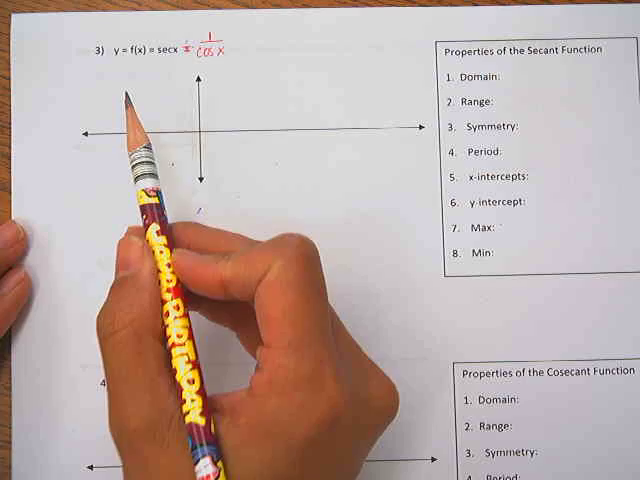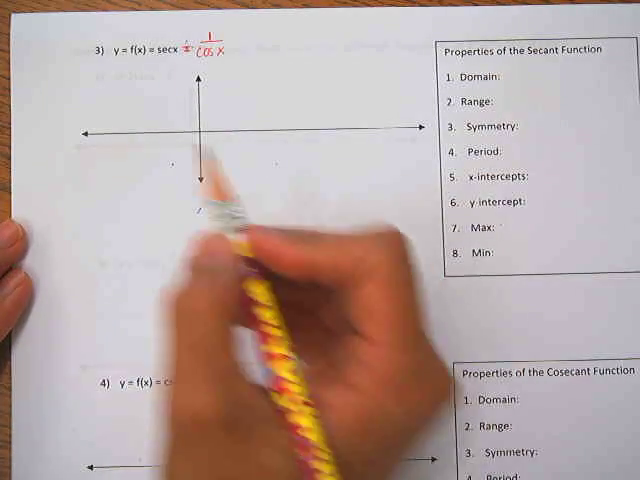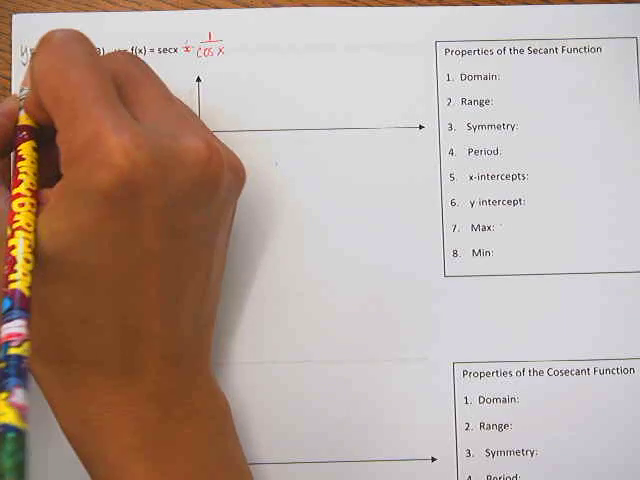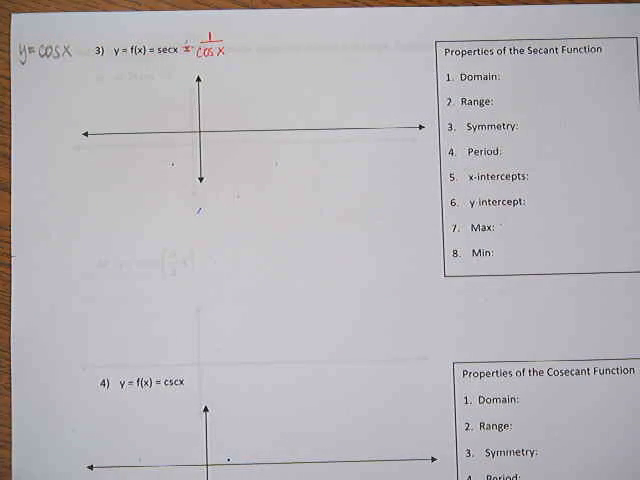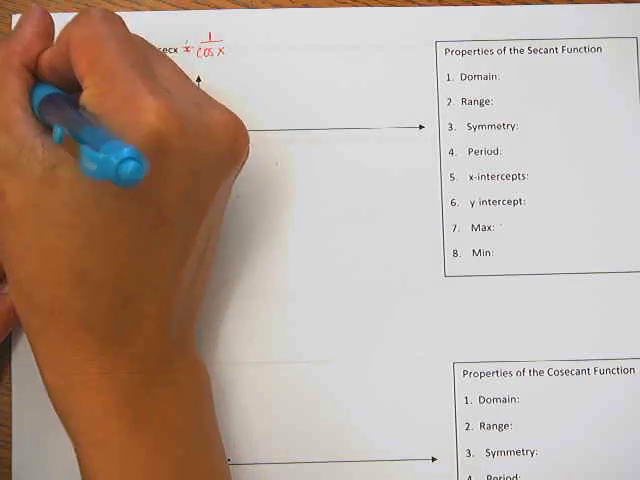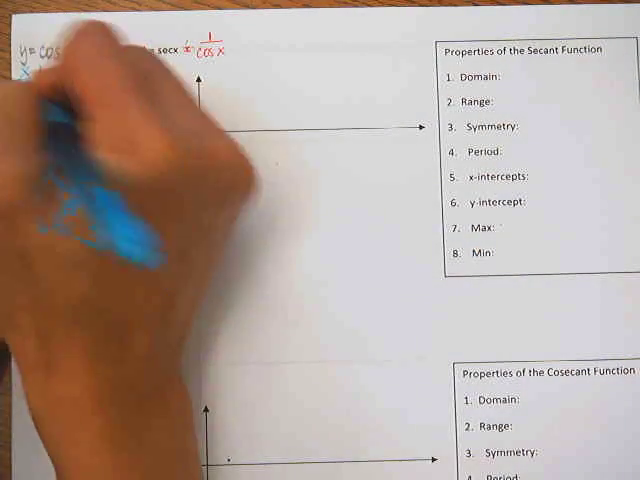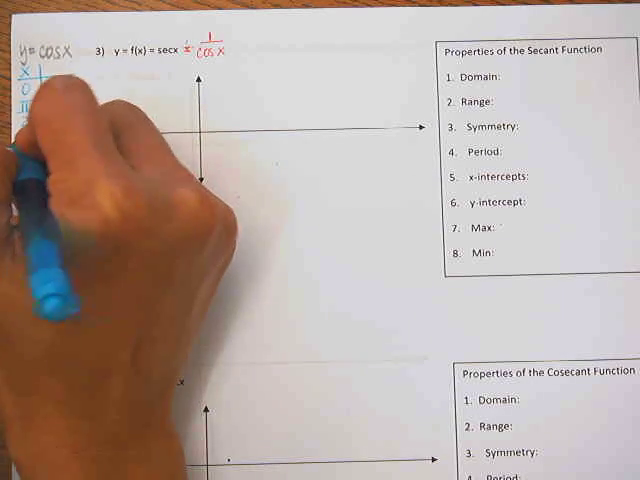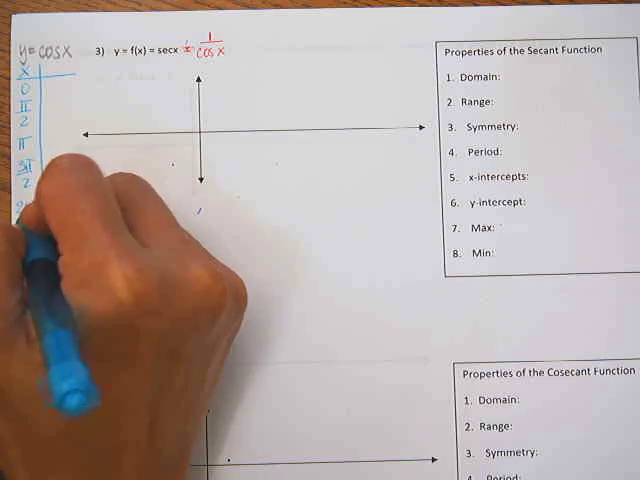So technically, I'm going to show you how to graph secant by starting out with cosine, y equals cosine of x, because we are experts at graphing cosine. And again, as you remember, you're going to need 5 inputs: 0, pi over 2, pi, 3 pi over 2, and 2 pi.